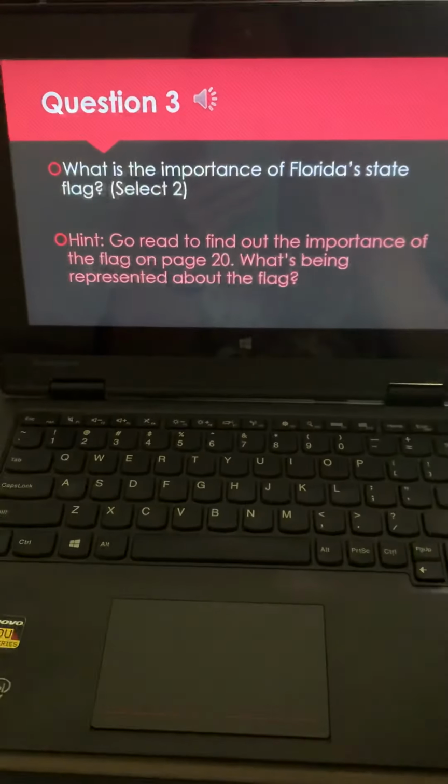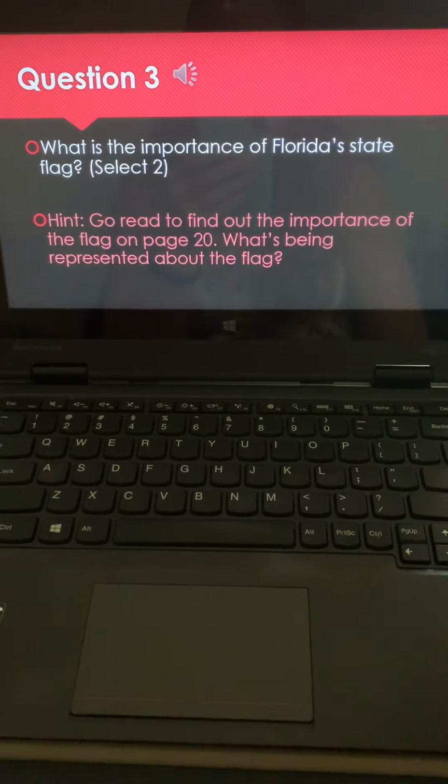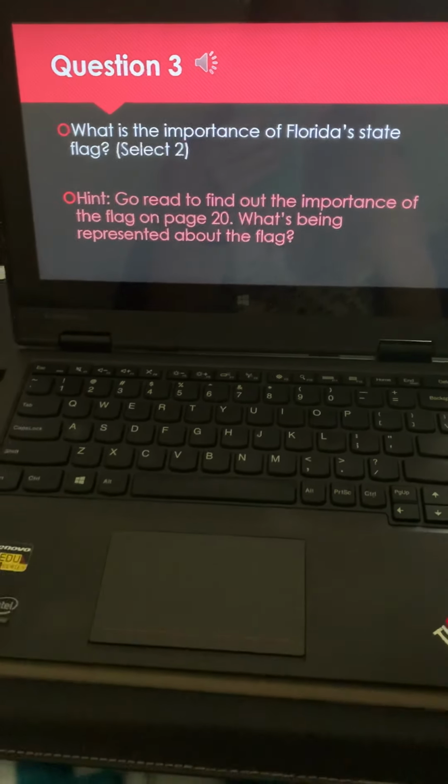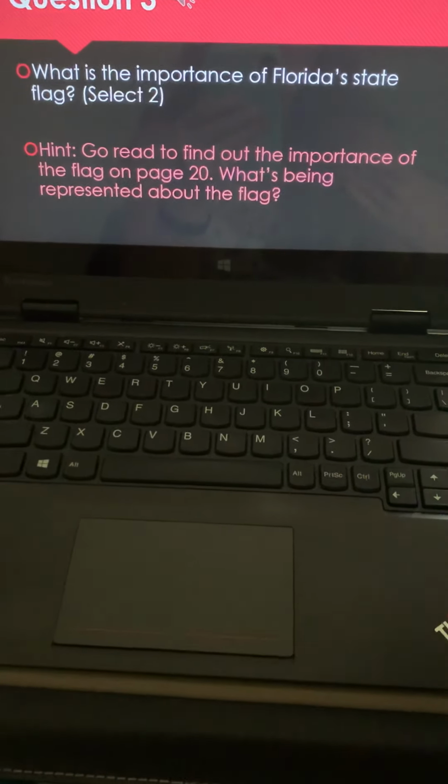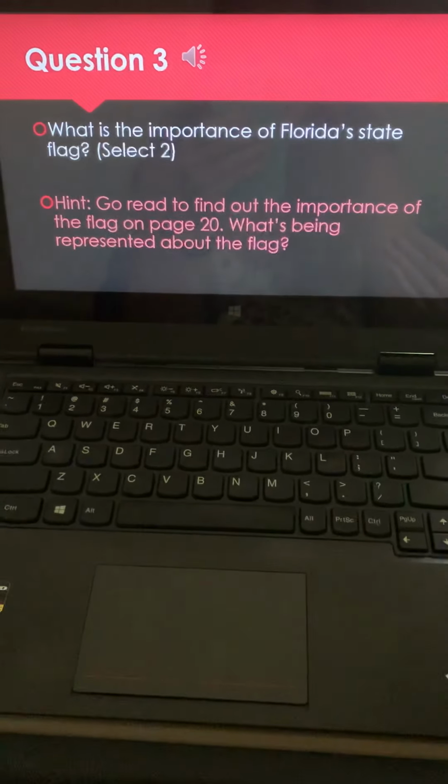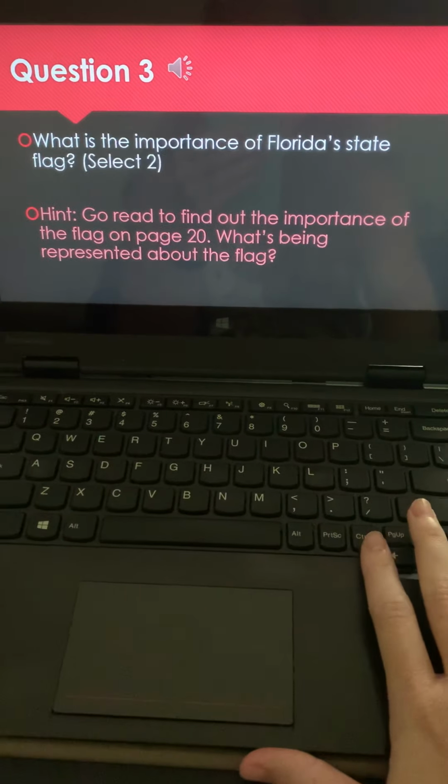Then you have question 3. What is the importance of the Florida state flag? So you need to go and read about the importance of the flag. This means you have to read about the seal as well, guys. So make sure you're aware of that.